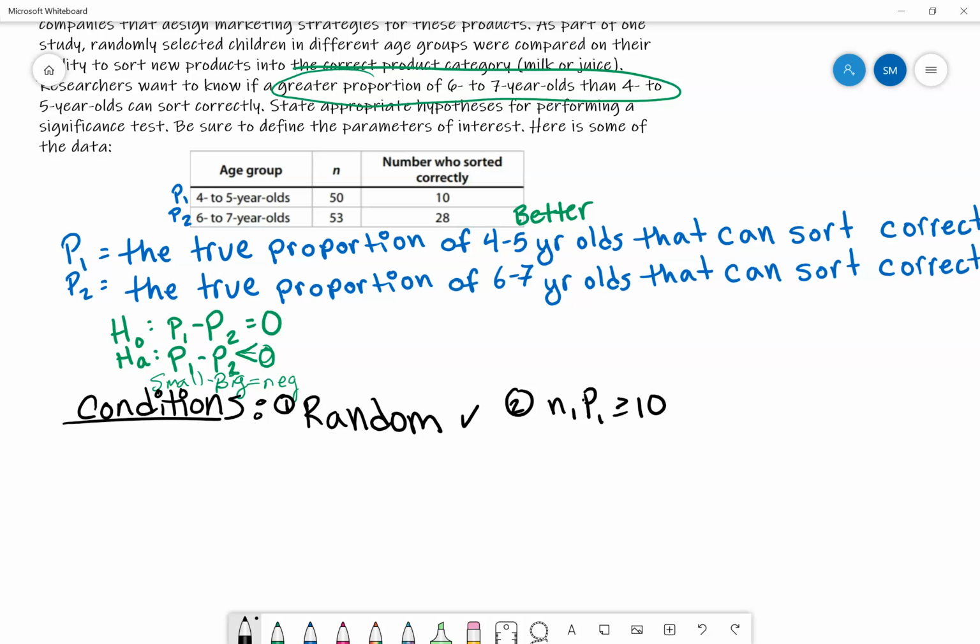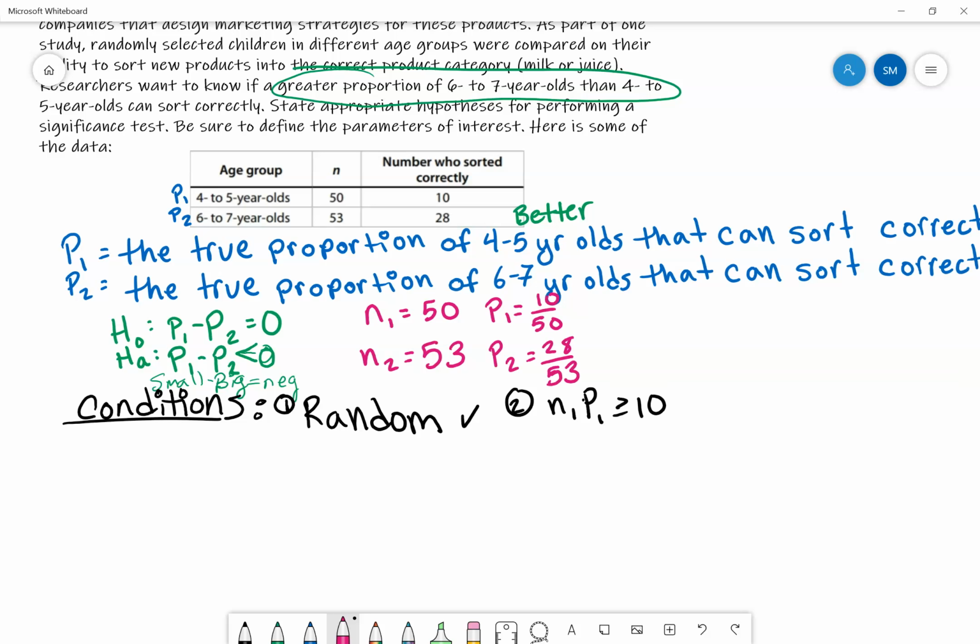So, well, let's figure out what these things are. We probably should have done it in this stage. So n sub 1, the sample size for the 4 to 5-year-olds, is 50. That sample proportion is going to be equal to 10 over 50. n sub 2, the sample size for the second set of data, is 53, and the sample proportion for the second group is 28 over 53. So we have that information.